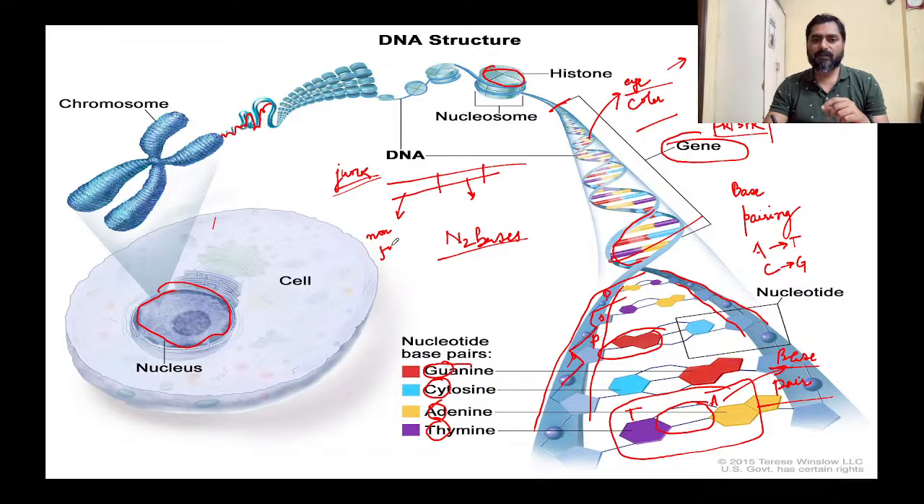So there are non-functional portions, and there are functional portions. The functional portion, we are referring to as genes. And you will see there are nitrogen bases present. If this is A, T, C, G on this side, then on this side you will have T, C, G, A. So this is the general base pairing rule.